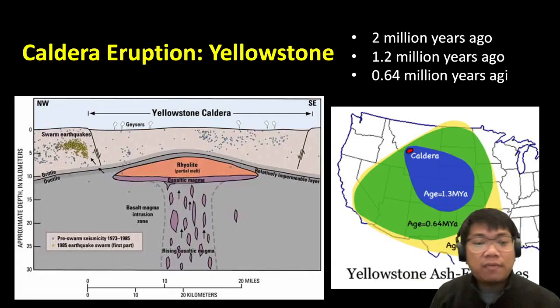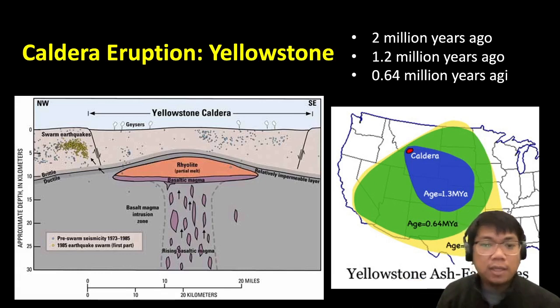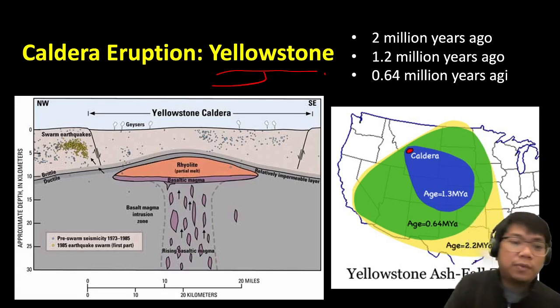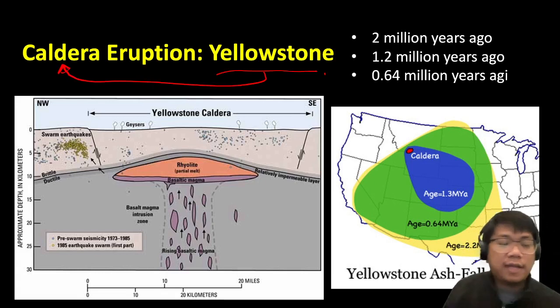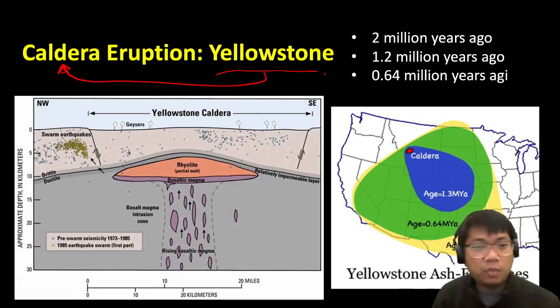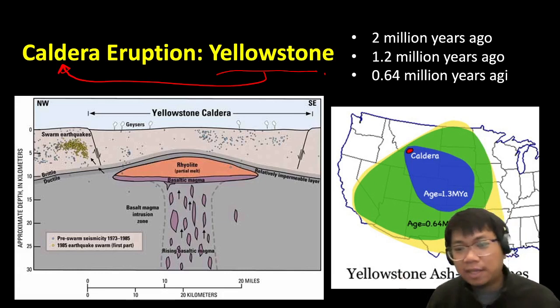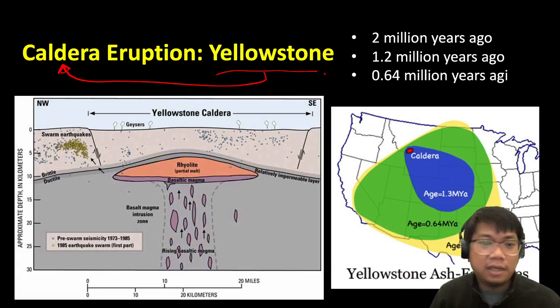All right, some stratovolcanoes can erupt and violently explode, such as the one in Yellowstone, for example. And Yellowstone actually produced something that we call a caldera. And again, I just want to briefly remind you what a caldera is. A caldera is a massive depression that forms after a massive explosion or eruption of a volcano, such as the one that happened here in Yellowstone.